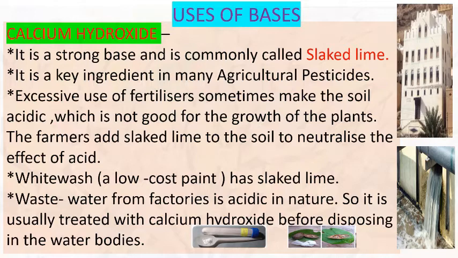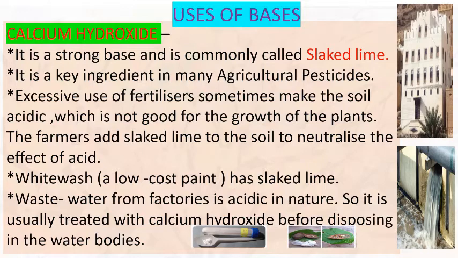Calcium hydroxide. It is a strong base and is commonly called slaked lime. It is a key ingredient in many agricultural pesticides. Excessive use of fertilizers sometimes makes the soil acidic, which is not good for the growth of plants. The farmers add slaked lime to the soil to neutralize the effect of acid.